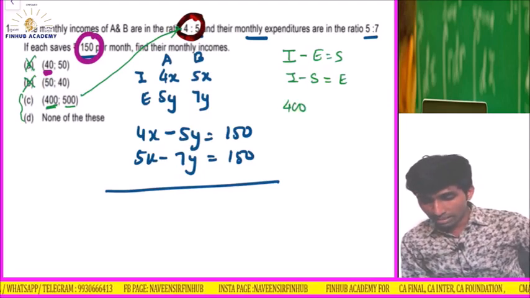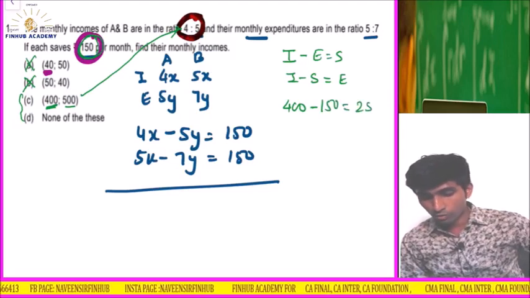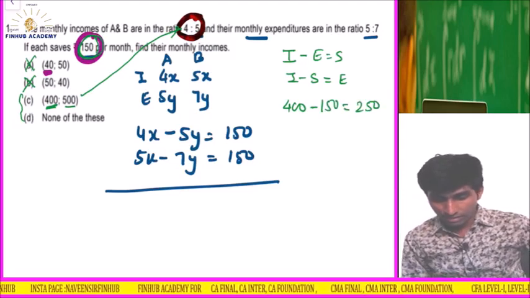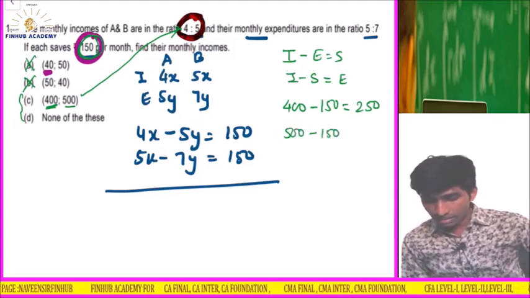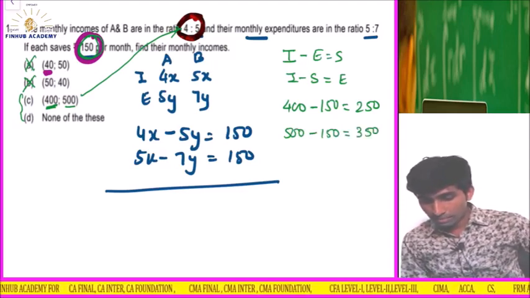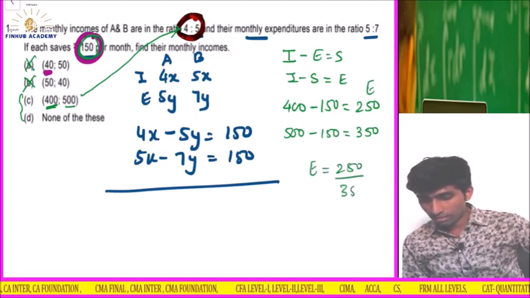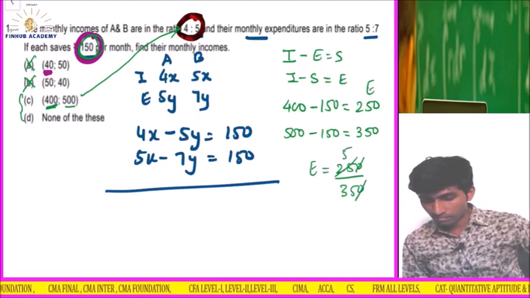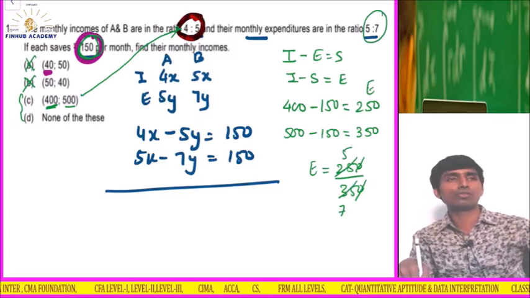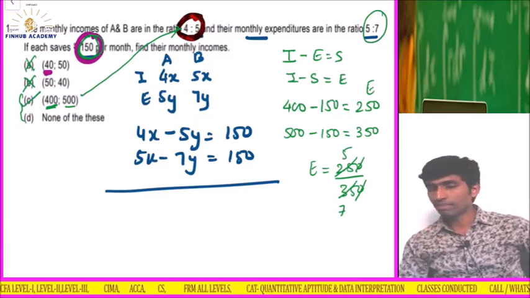So income is 400, minus the 150 that is saved. So if I subtract 150, the expenditure needs to be 250. The second person, if he earns 500 and saves 150, then obviously 500 minus 150 is 350. So this is the expenditure. Let's take the ratio of the expenditure, 250 upon 350. If you cancel, 5 fives are 25, 5 sevens are 35. So 5:7 is the answer. So it is satisfying the ratio of the expenditure also. Okay, so the answer is C. Not none of these. Okay, so very easy. Fine.